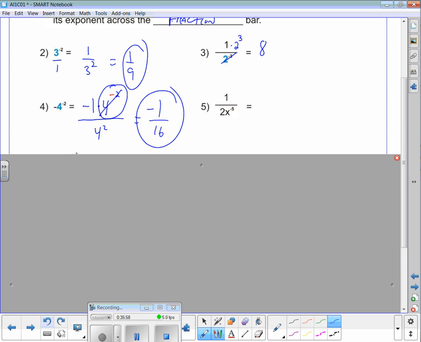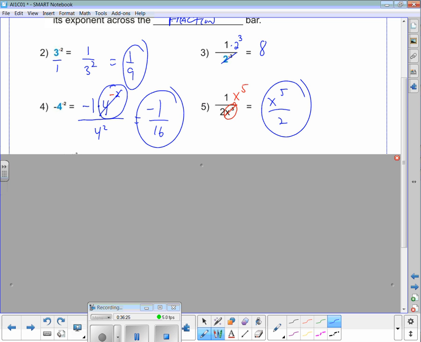Look at number 5. Go ahead and try number 5. See what you can get. If you're not done yet, you're not comprehending. So watch. Just take the base and its exponent and take it across the fraction bar. Right? And finally, clean it up, x to the 5th over 2. That's it. Right?